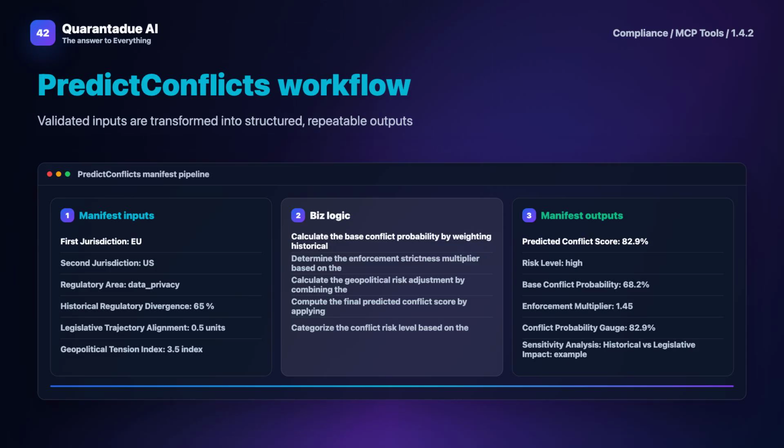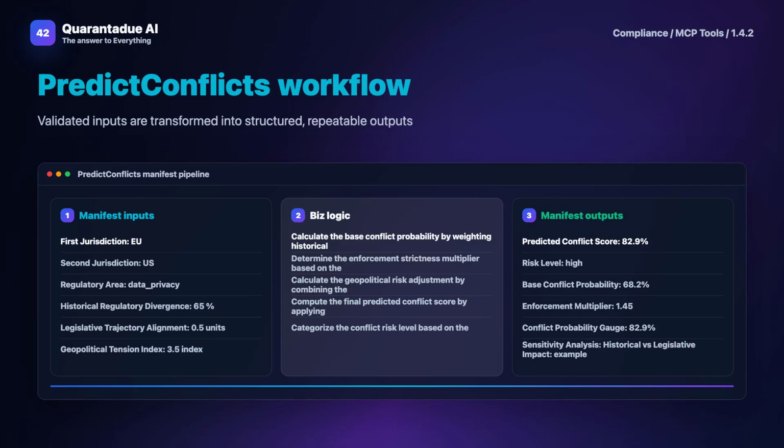divergence contributes more heavily and legislative convergence reduces risk. Determine the enforcement strictness multiplier based on the ratio of enforcement strictness between the two jurisdictions, with higher ratios indicating greater compliance cost disparities and regulatory conflict risk.